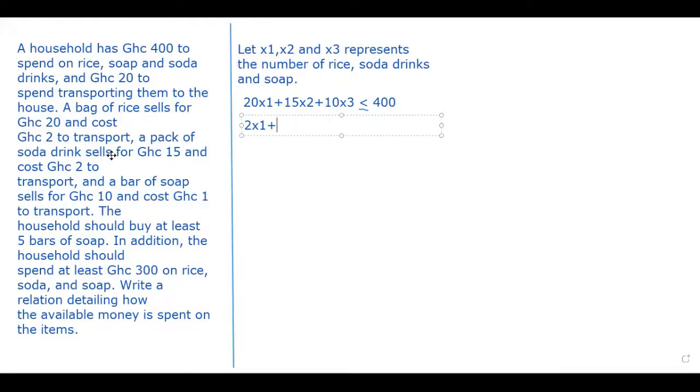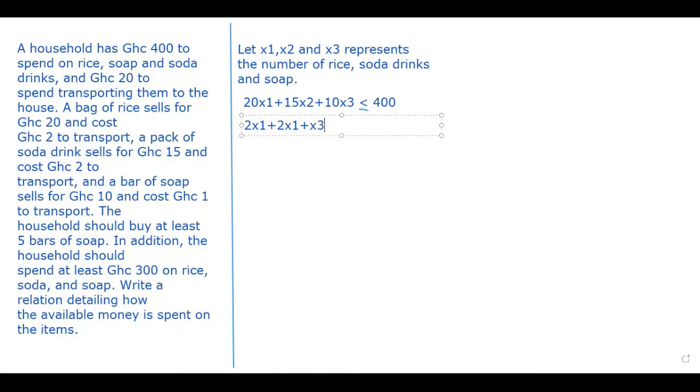So the soda drinks transport fee is what? 2 cedis. So 2x2 plus what is the transport for? Transport fee relating to soap here, bar of soap. That is 1 cedi. A bar of soap sells for 10 cedis and costs 1 cedi to transport. So that one cedi is S3.